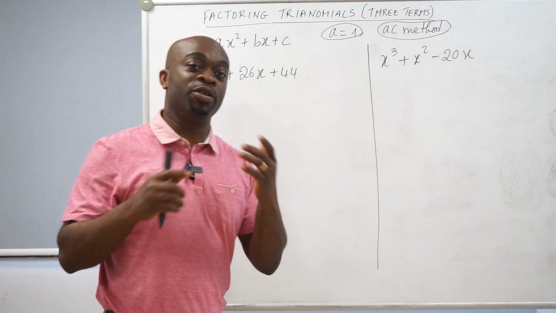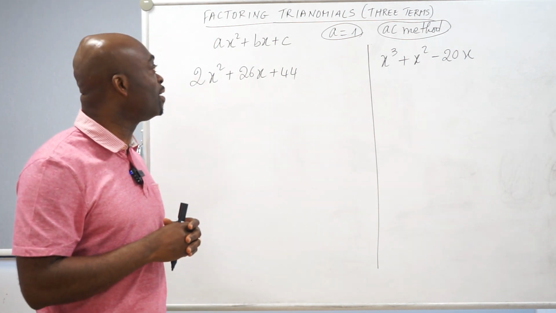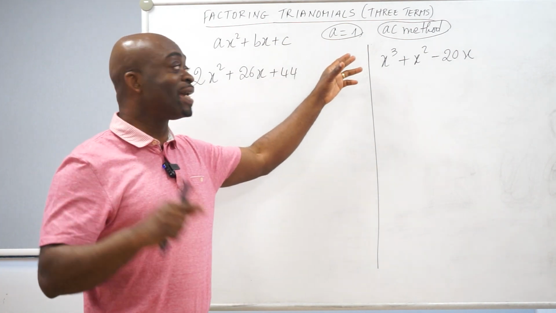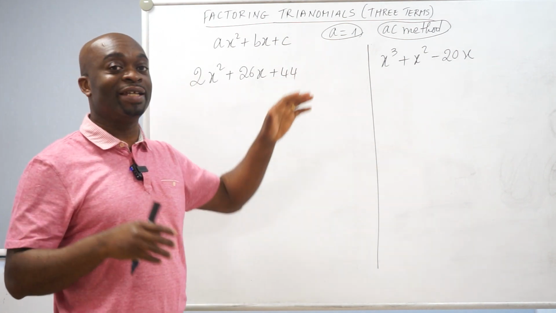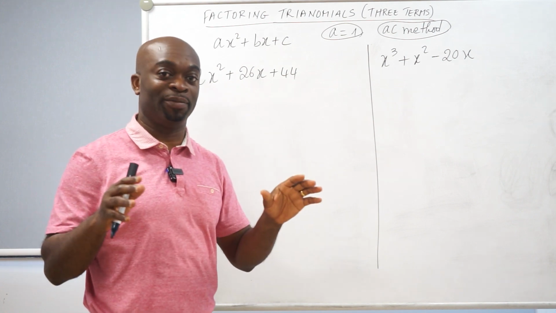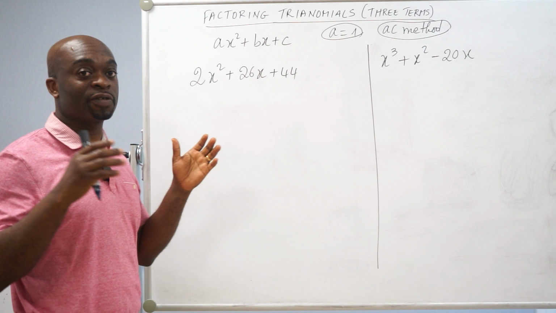All right, guys, so we continue to work on factoring trinomials. So 3 terms again over here, and in this case, a equals 1. Because in other videos going forward, we're going to have where a is not equal to 1. So that's a different ball game, right? So the question here is 2x squared plus 26x plus 44.